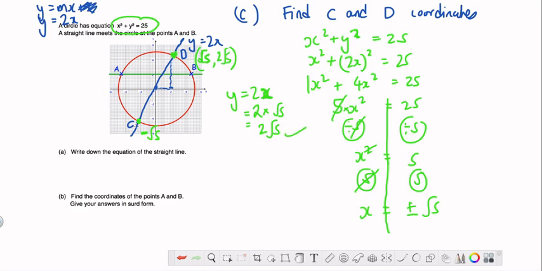Now I'm going to do the same thing for the C coordinate. I know the C coordinate lies on the y equals 2x line. So I'll replace the x with negative root 5. So it'll be 2 times negative root 5. Multiplying a positive with a negative, so negative wins. That'll be negative 2 root 5. So that's your y value. I found the coordinates for C and I found the coordinates for D.